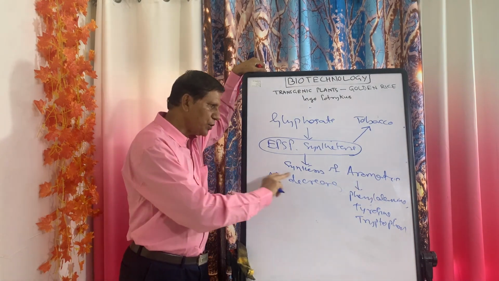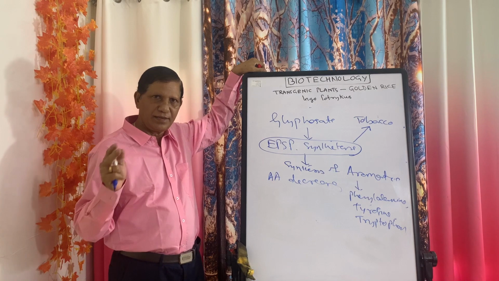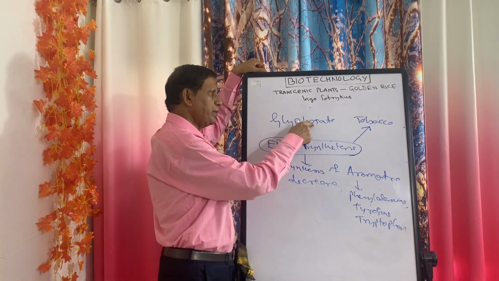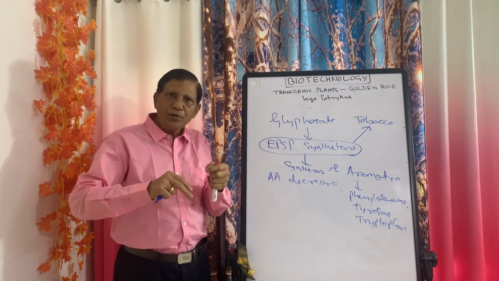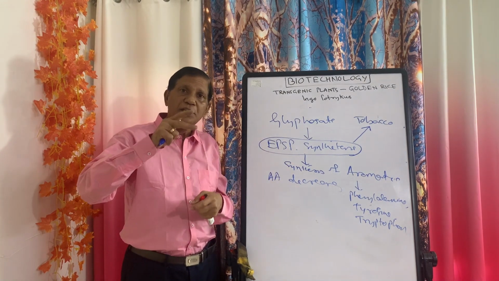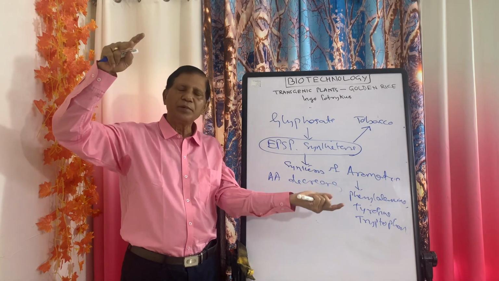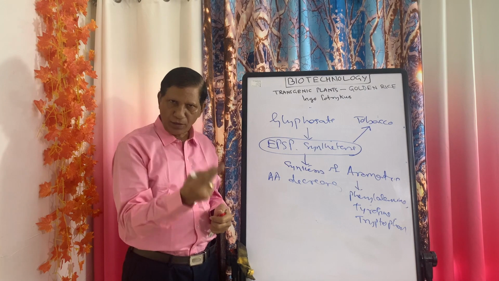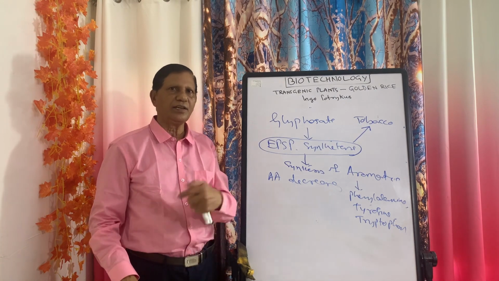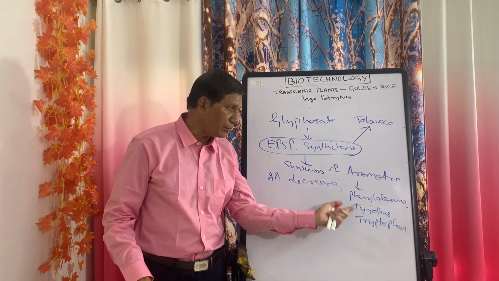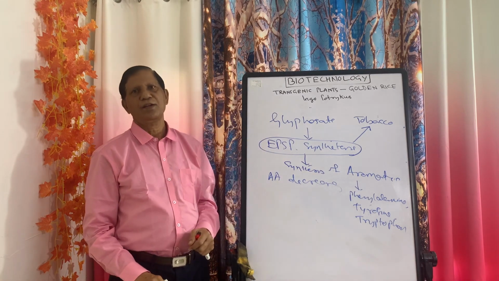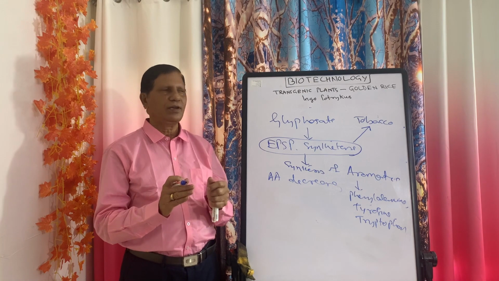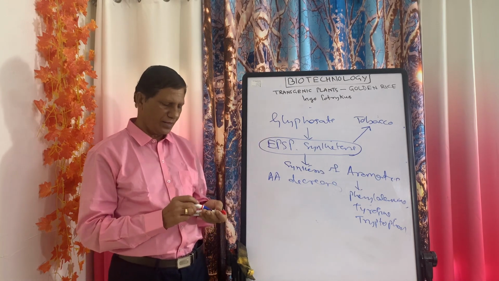So when this EPSP synthetase gene was introduced in this tobacco plant, two things happened. Number one, the weeds were eradicated. Number two, in spite of the effect of this glyphosate, the aromatic amino acid production increased 20 times more than the previous one. That means there is a double benefit. On one side, the weeds were eradicated, on the other hand, the production of these aromatic amino acids increased. So this is again one of the most important achievements in the transgenic plants.